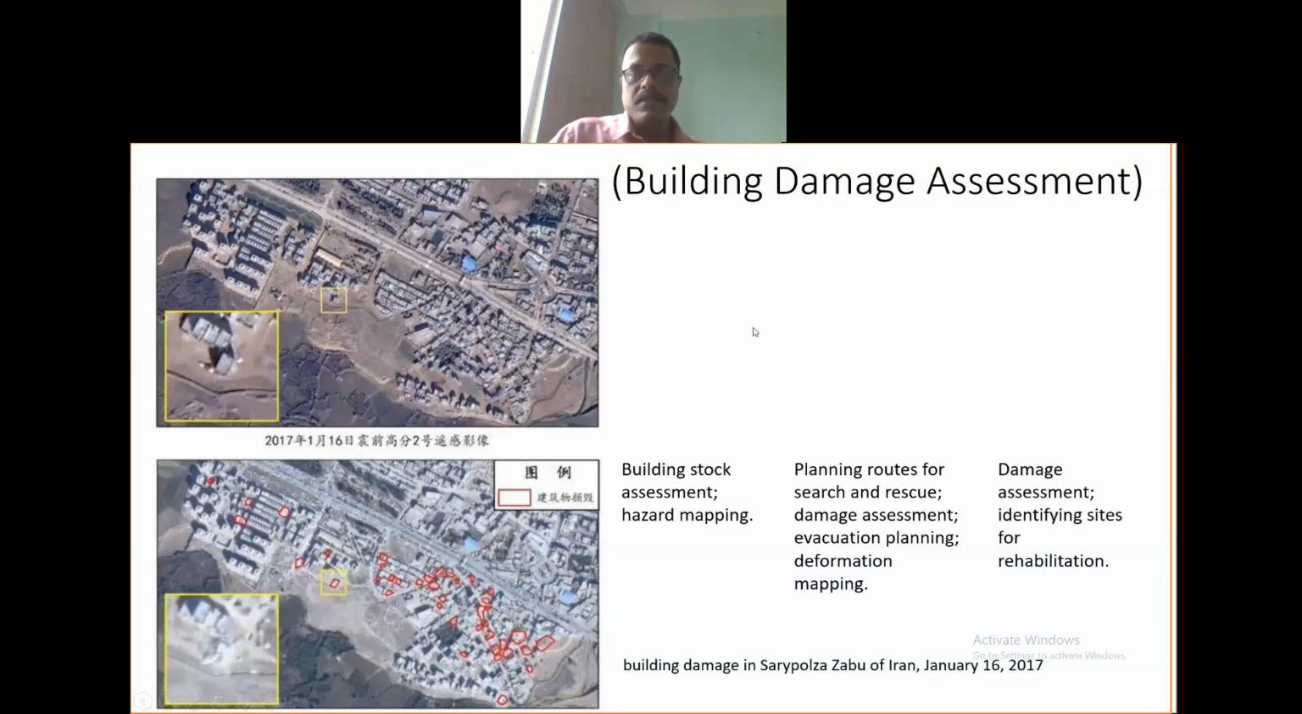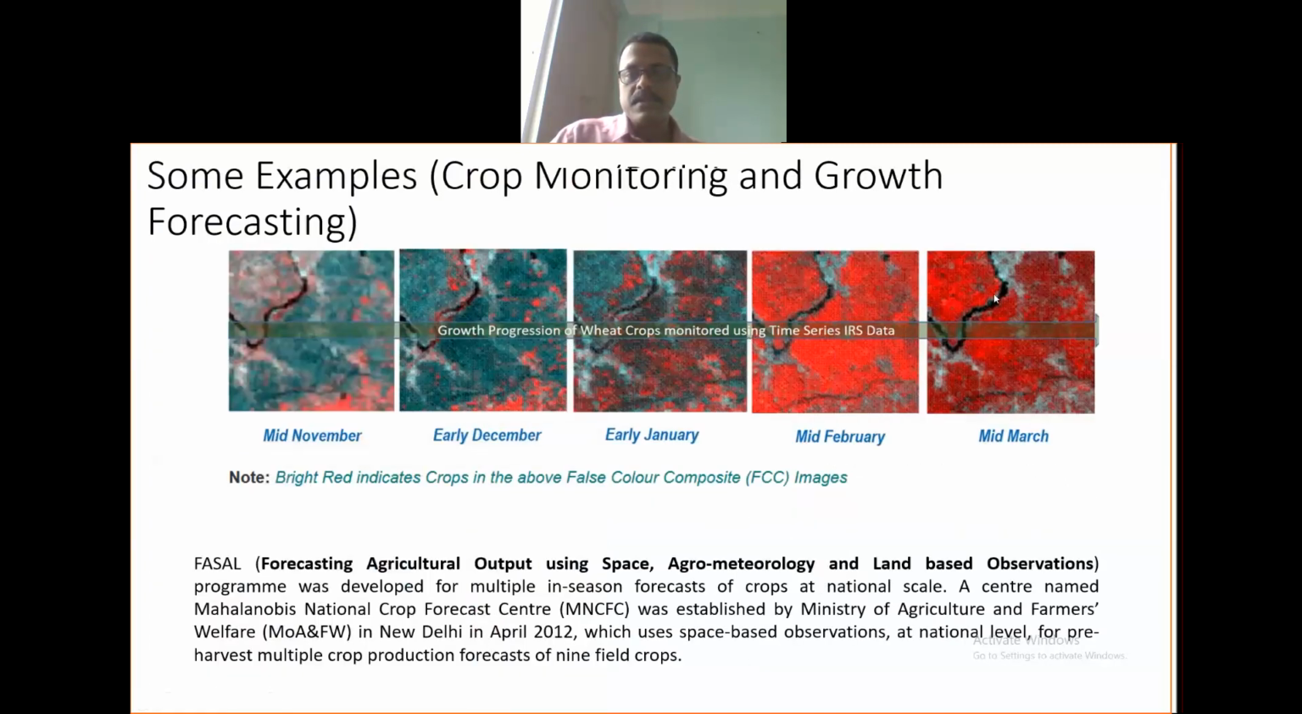Okay. These are the situations where you have a disaster and you are trying to map or monitor the damage. But even when it is not a disaster, remote sensing has a lot of applications. This is particularly an area where we see application of remote sensing, in crop monitoring and growth forecasting.